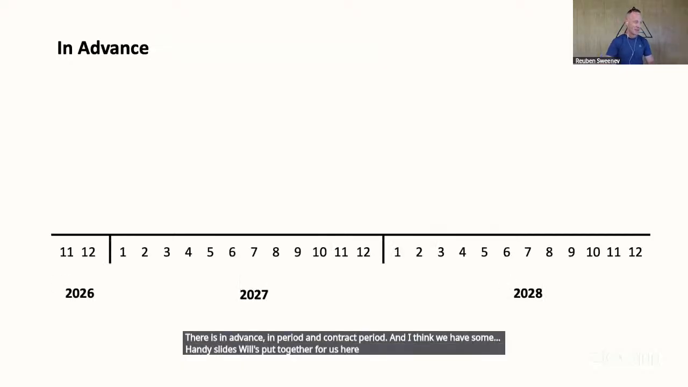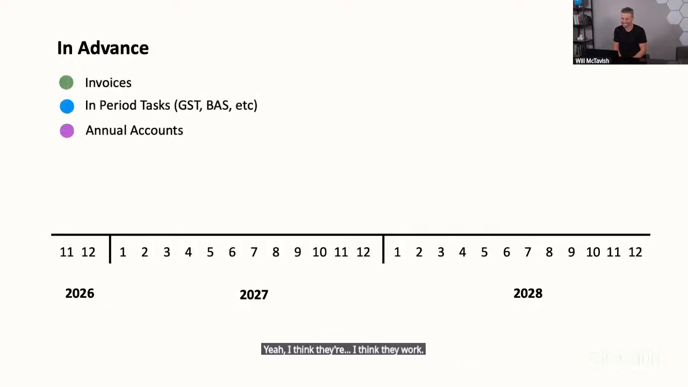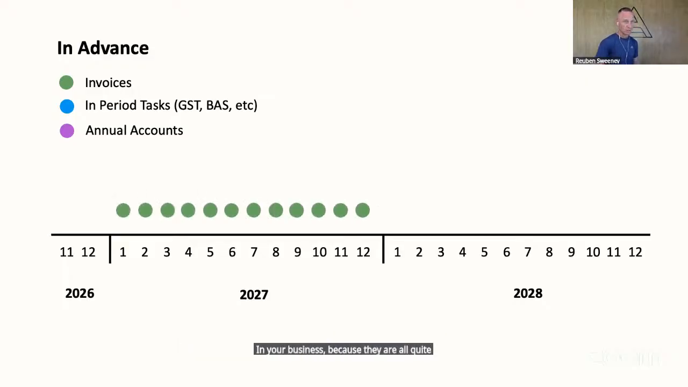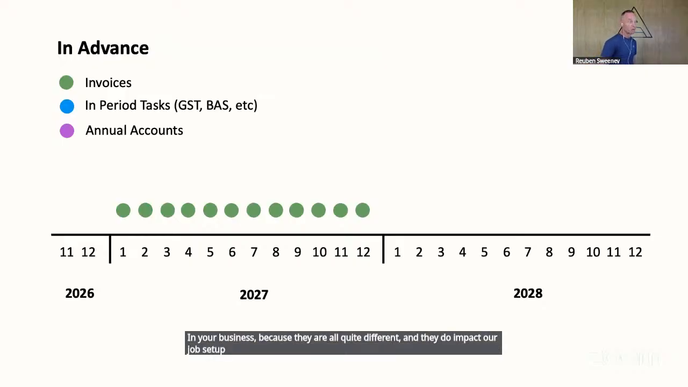Oh, look at that. I think they work. I even got the animations. This is good. This is the in advance method. So if you have fixed monthly fees or some sort of retainer type arrangement in some engagements in your practice that are invoiced this way, it's important that you know which of these methods you're using in your business because they are all quite different and they do impact our job setup and our job completion and a few things like that. So with in advance, you're invoicing in advance.